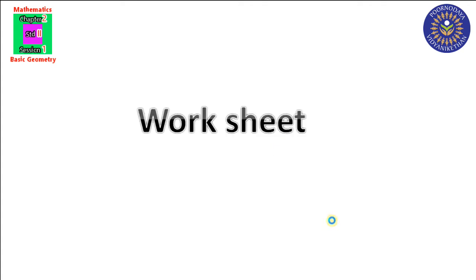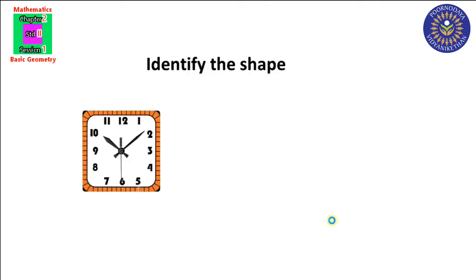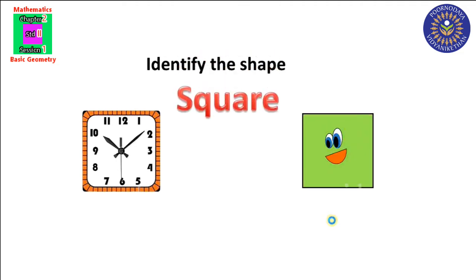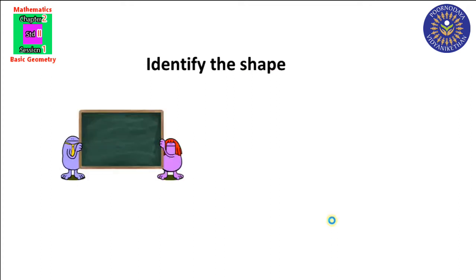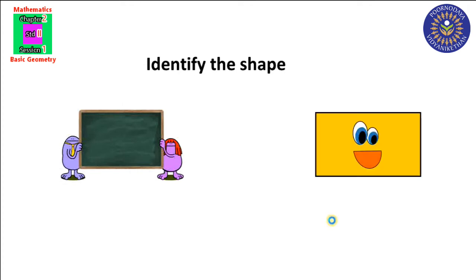Now we are going to do a worksheet. Listen carefully. Identify the shape. Can you tell me the shape of this clock? Yes, it's a square. The shape of this clock is a square. Very good. Then next, tell me the shape of this board. Yes, it's a rectangle.